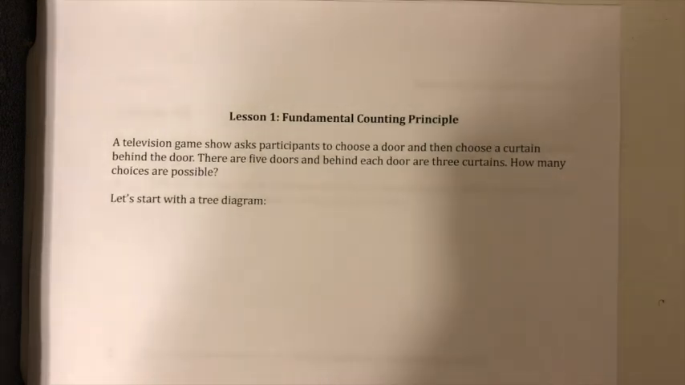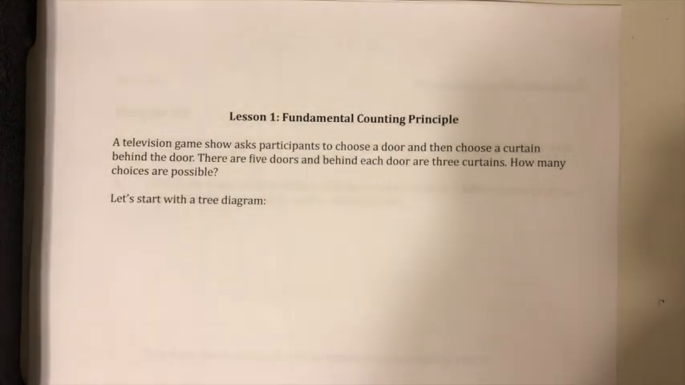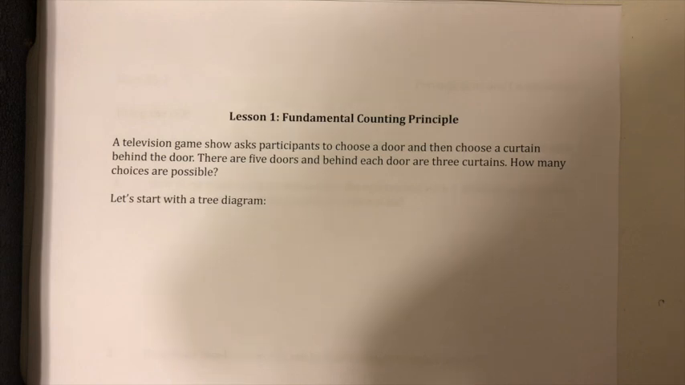So the first lesson we're doing is the fundamental counting principle. We're going to start with a scenario: a television game show asks a participant to choose a door and then a curtain behind the door. There are 5 doors, and behind each door lie 3 curtains. How many choices are possible?